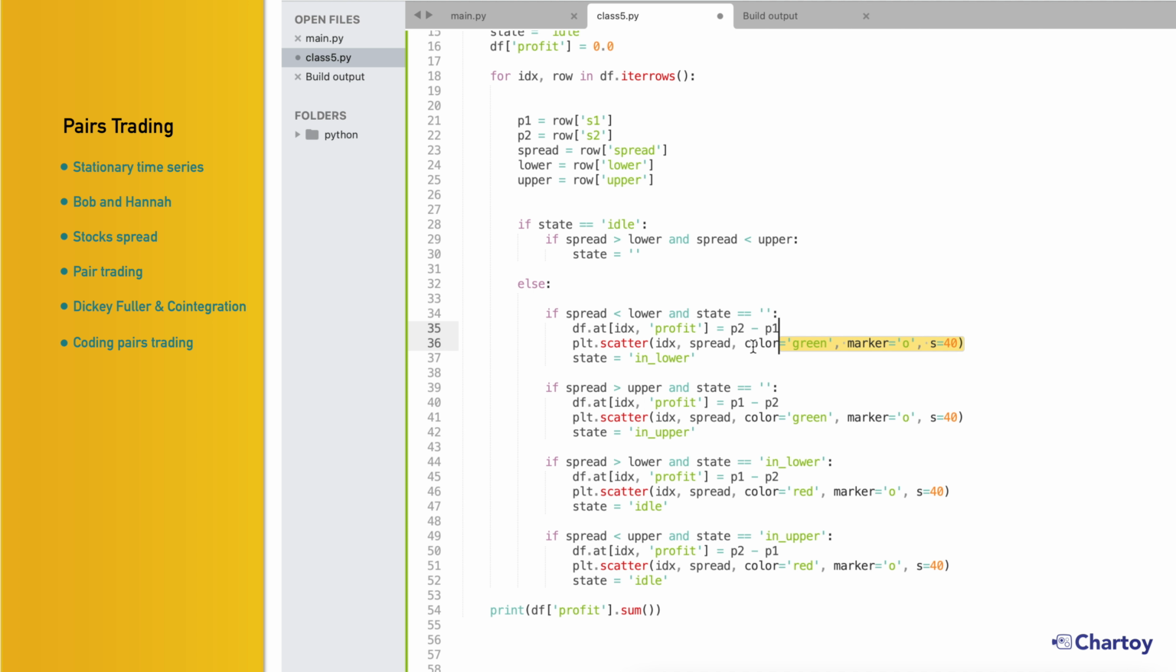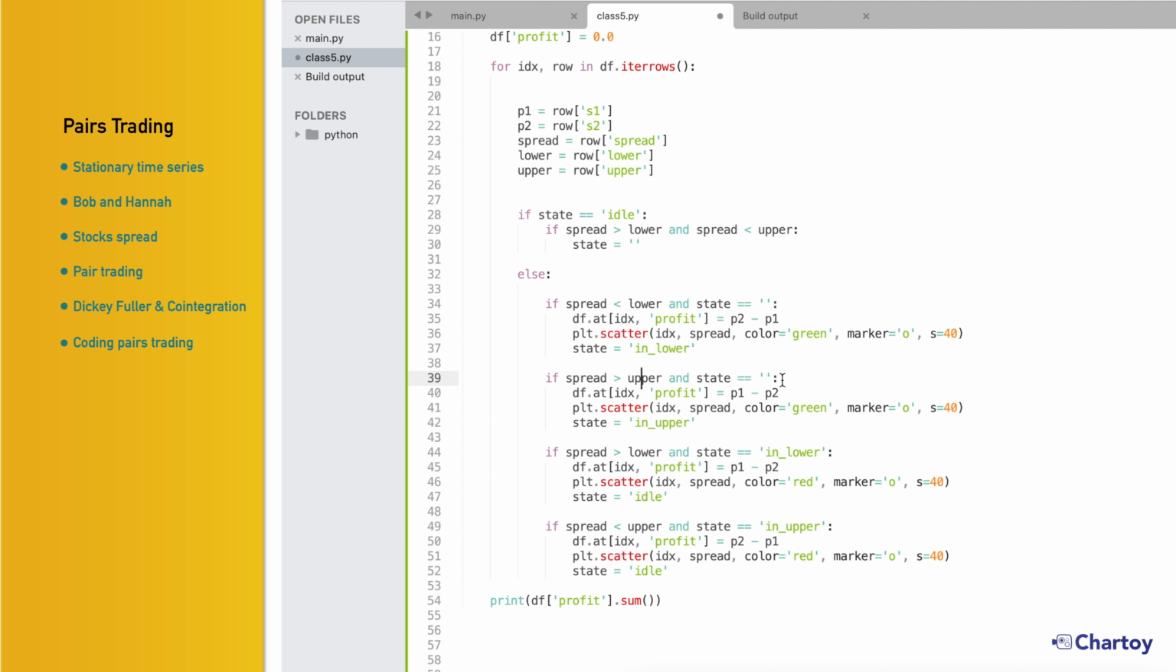And next, we are going to visualize this, so we just add a point on the plot. And here we change the state to in lower because we're inside the lower band. This will be used later.